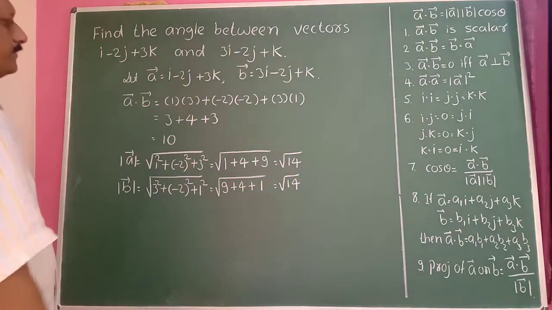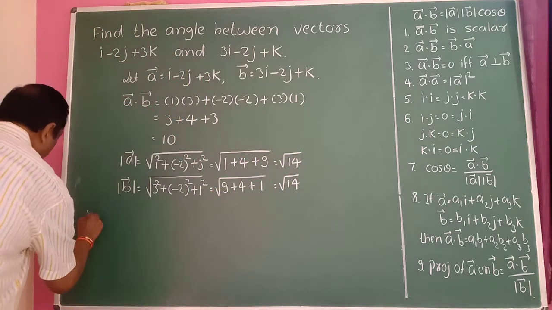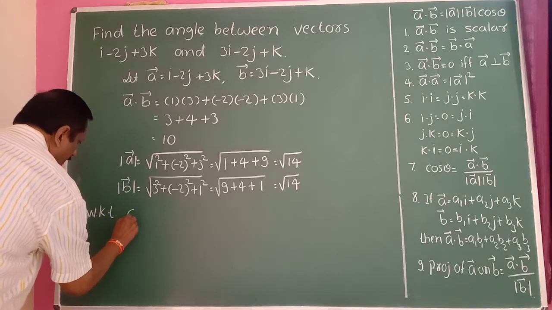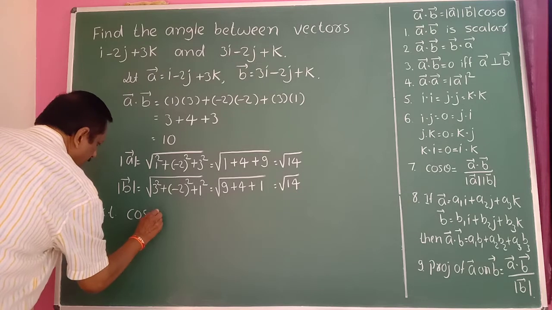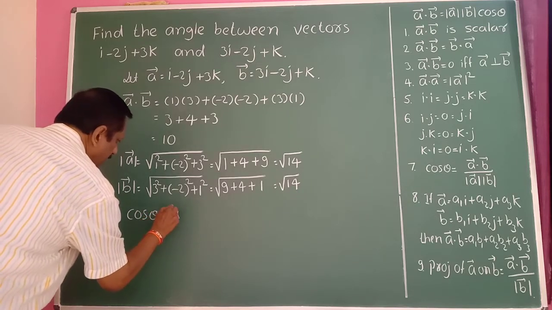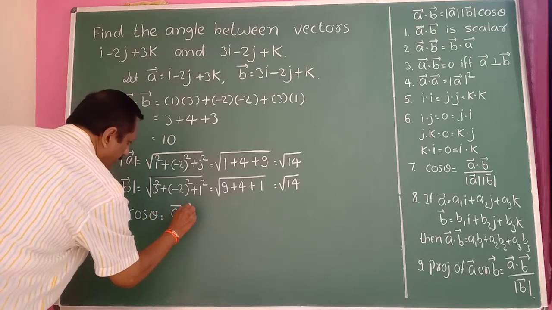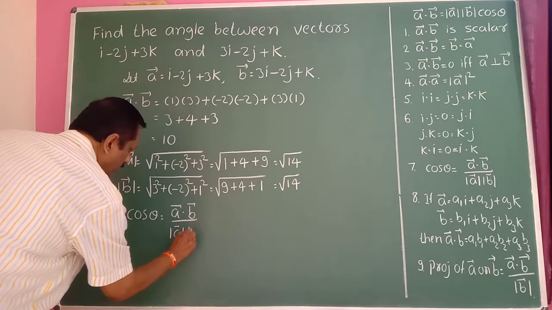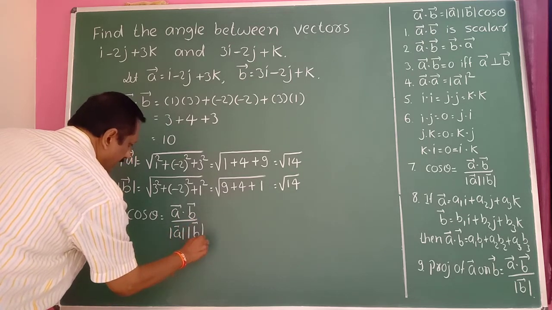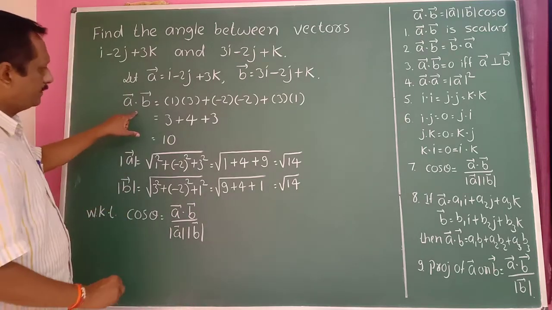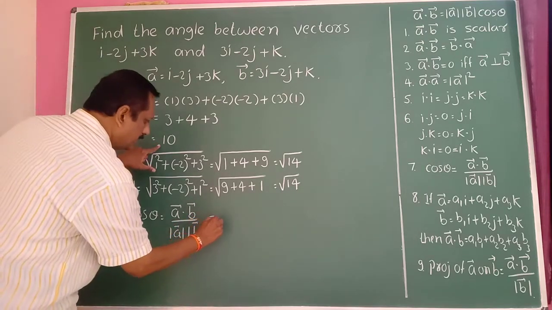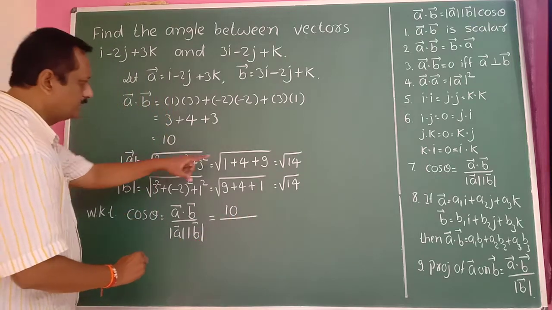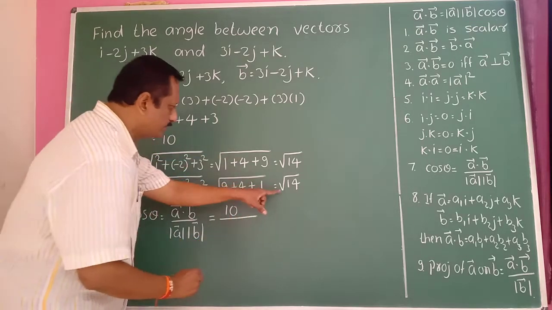Therefore, we know the formula cos theta is equal to a bar dot b bar divided by modulus of a bar into modulus of b bar. Here a bar dot b bar is 10, so this is equal to 10 divided by modulus of a bar, which is root 14, and modulus of b bar, which is also root 14.